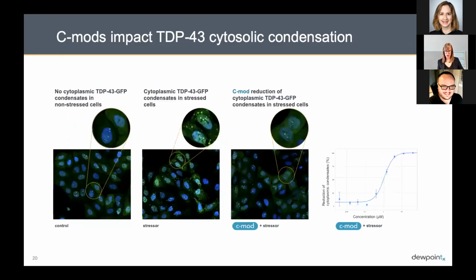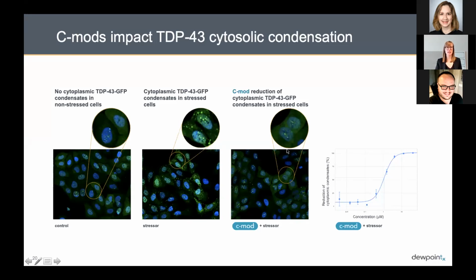So overall, we have designed a high content screening approach that looks like this. We can see how in our screening cell line, TDP-43 is not forming cytoplasmic condensates. Upon addition of stress, we can reproduce the disease phenotype, which is the presence of these cytoplasmic TDP-43 condensates.